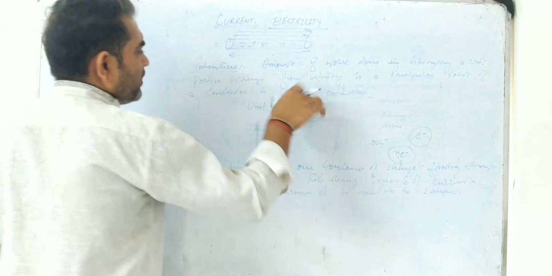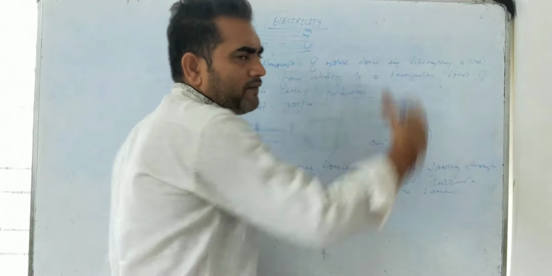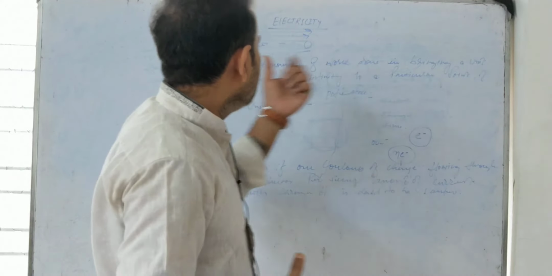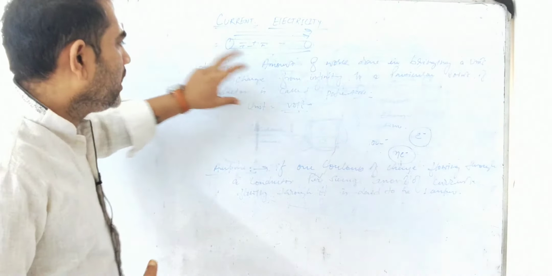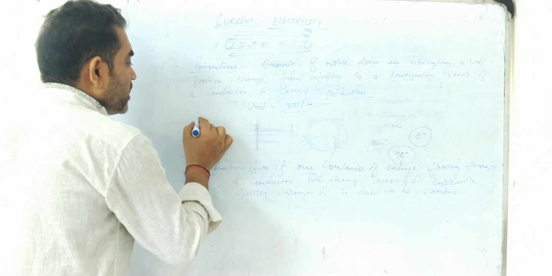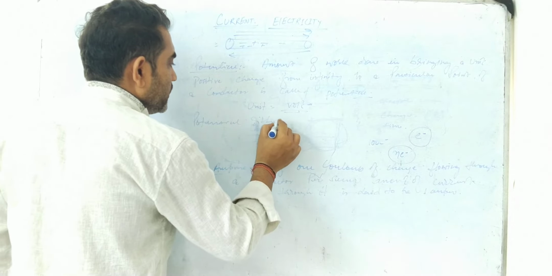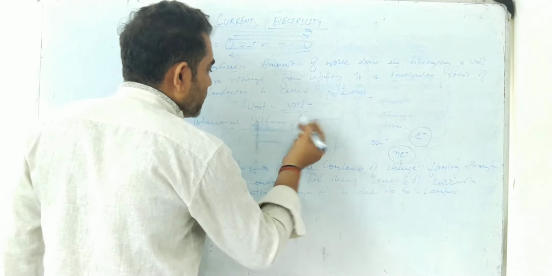We can get the derivation also for the potential and the volt, but that will be too descriptive, that is not in your syllabus. So simply know the word potential and the unit of the potential, volt. Okay, next word is the potential difference. So what is the potential difference?